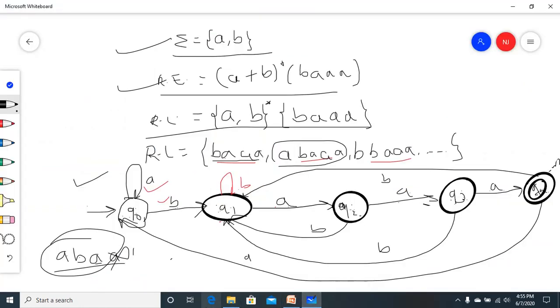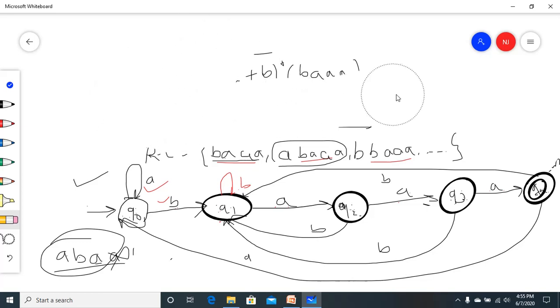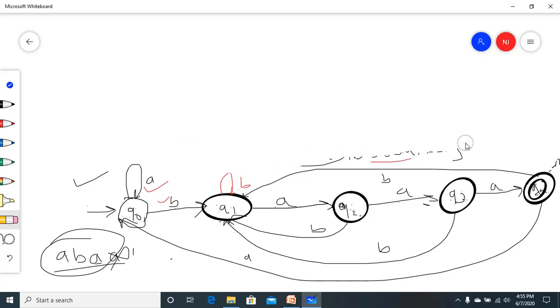So what is its transition diagram? Sorry, the transition table is, I think, a homework part, but we have to try to solve here only. So this is our transition diagram. Here our states are q0, q1, q2, q3, q8.